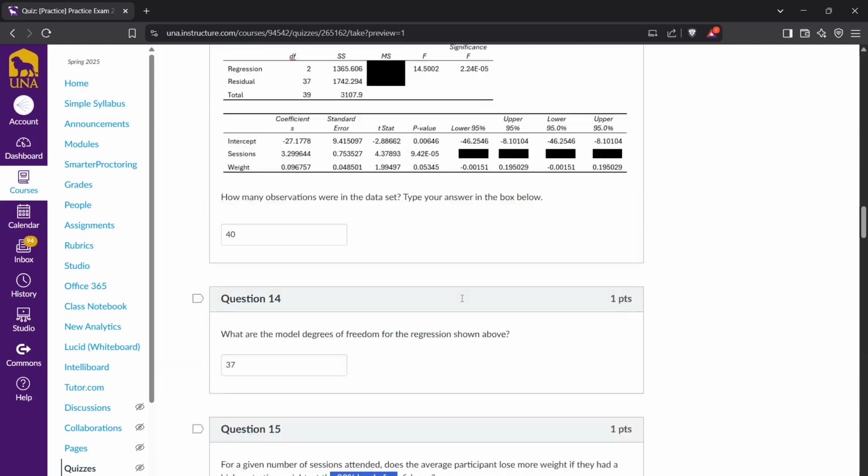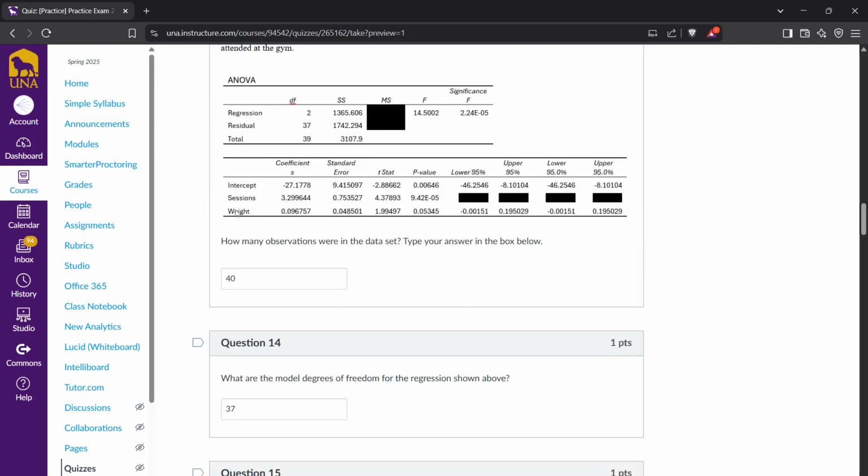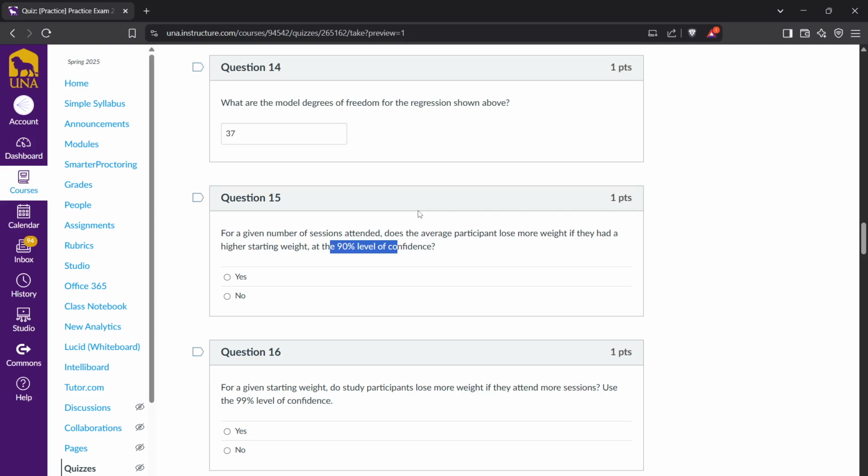90% confidence. So I go back up here. Higher starting weight, on average, positive coefficient. Is it statistically significant at the 90% level of confidence? And that is statistically significant, yes, at the 90% level of confidence. Doing a two-sided test here, I would say, all right, I've got something less than 0.1. So, yeah, they do, in fact.